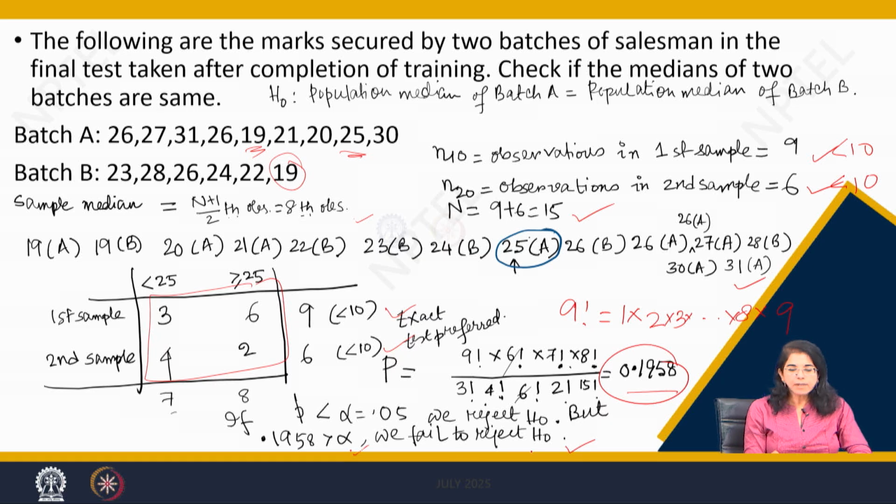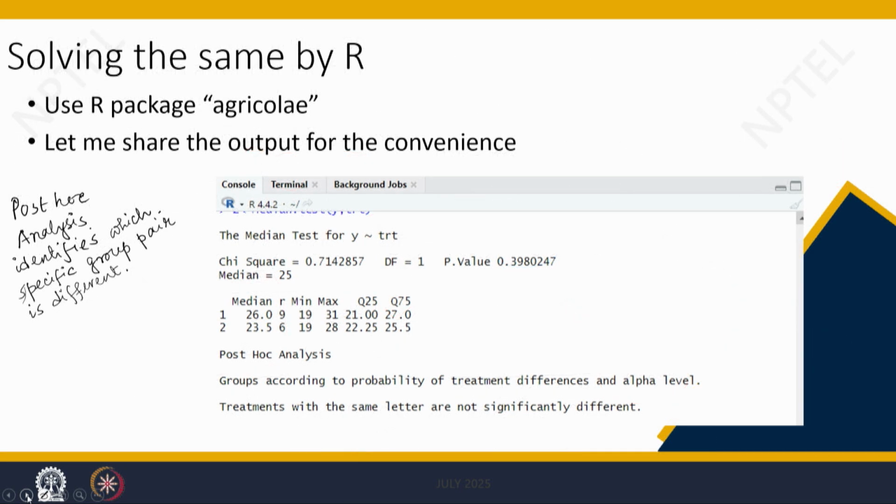So what was the null hypothesis? Just a quick return to the null hypothesis. It says that the population median of batch A and the population median of batch B are equal, they are the same. So you can conclude that the medians of the two batches are the same, right?